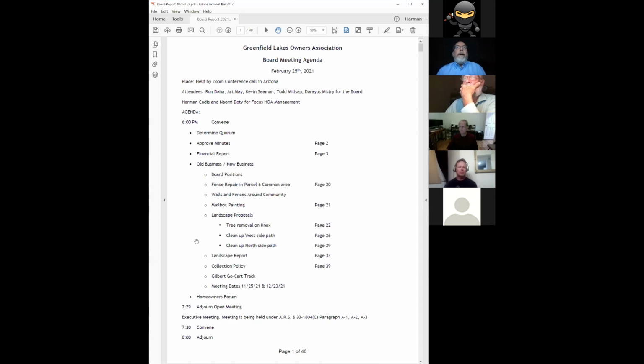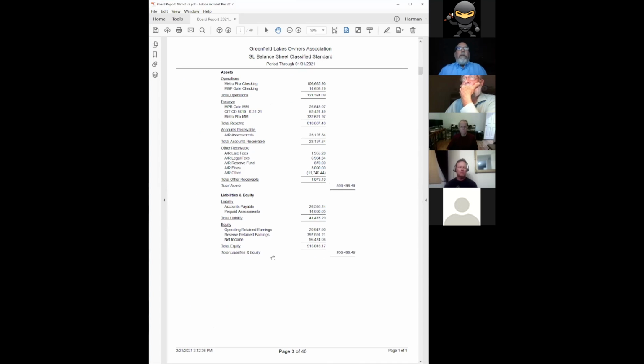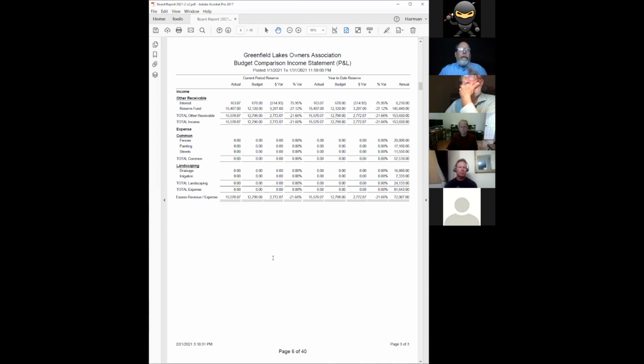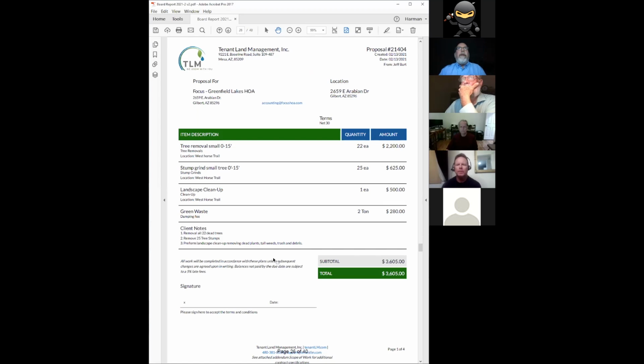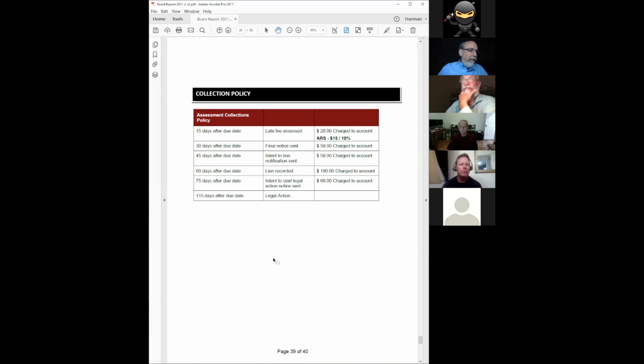Collection policy. I wanted to go over this with the board. You have a current collection policy, which is this one, and then we have drafted a recommended change.